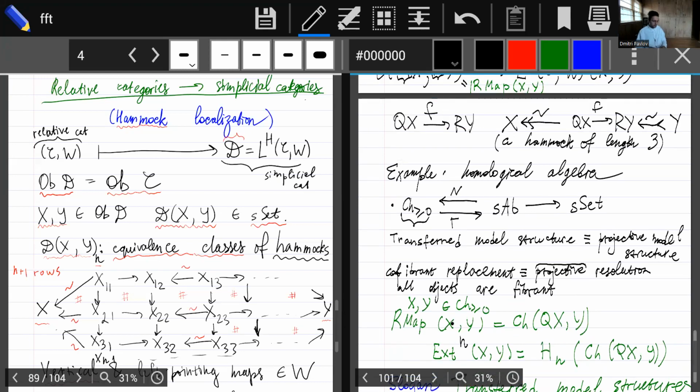Yeah, so homological algebra, as you may recall, is full of such recipes where you replace something with a projective resolution. And as it turns out, all these recipes really talk about derived mapping spaces or, more generally, derived functors.